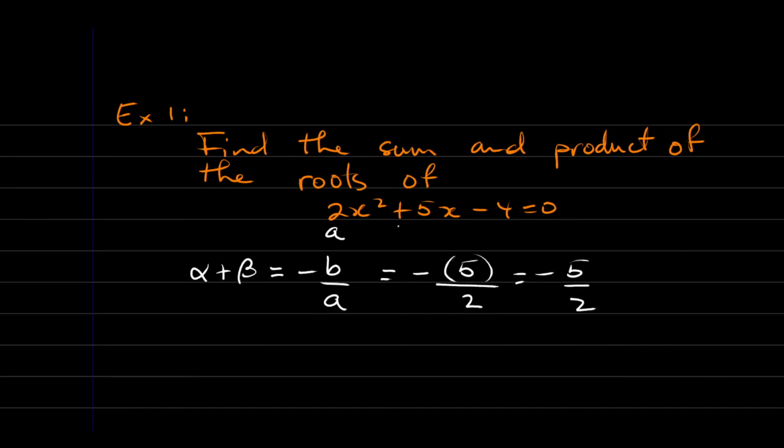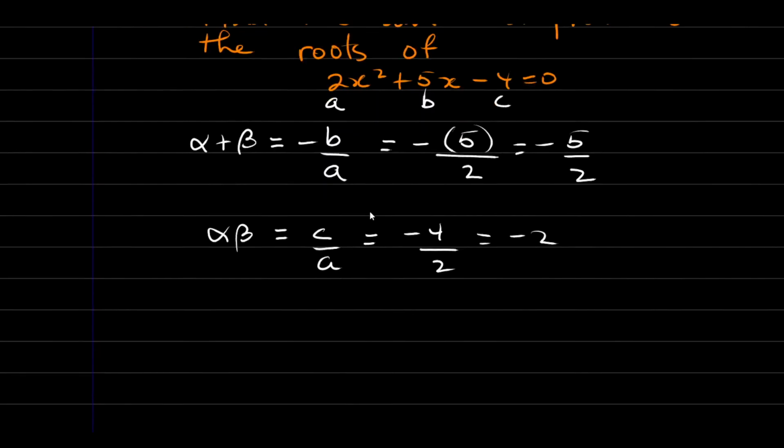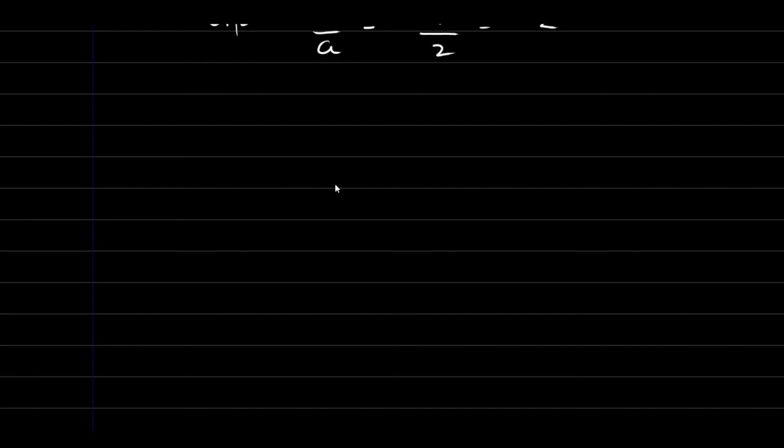I'm just going to write a, b, and c here so you know what this value is. And then we have alpha beta, which is the product of the roots, which is going to be c upon a, and we know that c is minus 4 and a is 2, so we get minus 2 here as the product and the sum of the roots. All right, let's look at the next one.